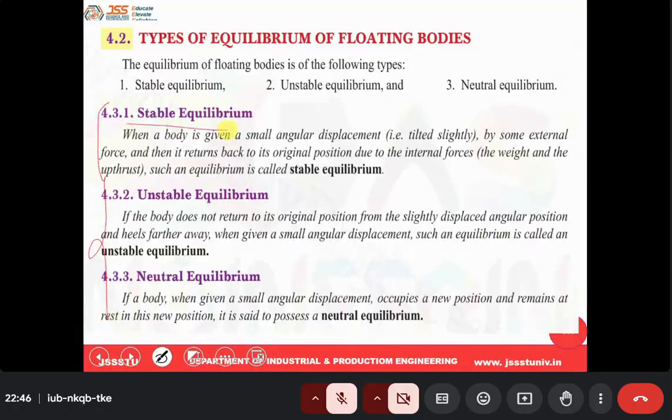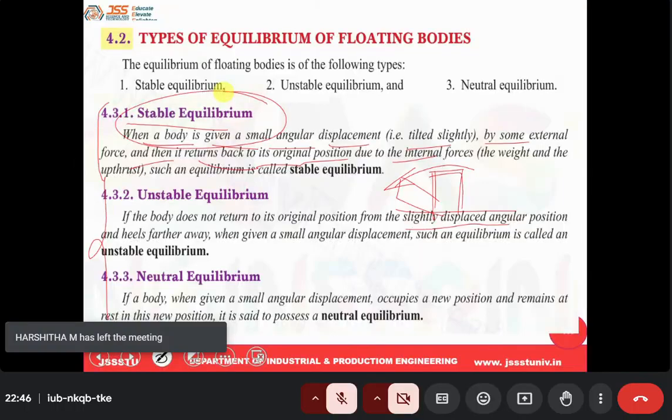ಸೊ ಫಸ್ಟ್ ಈ 3 ಕಂಡೀಷನ್ ಯಾವುದೇ ಫ್ಲೋಟಿಂಗ್ ಬಾಡಿಲಿ ವೆರಿ ಇಂಪಾರ್ಟೆಂಟ್. ಸ್ಟೇಬಲ್ ಈಕ್ವಿಲಿಬ್ರಿಯಂ ಅಂದ್ರೆ ಏನು ಅಂದ್ರೆ, ವೆನ್ ಎ ಬಾಡಿ ಗಿವನ್ ಎ ಸ್ಮಾಲ್ ಆಂಗುಲರ್ ಡಿಸ್ಪ್ಲೇಸ್ಮೆಂಟ್ by like tilting action, some external force, then it returns back to its original position due to internal force. ಅಂದ್ರೆ ಇವಾಗ ಒಂದು ಶಿಪ್ ಇದೆ ಅನ್ಕೊಳ್ಳಿ, ನೀರ್ ಮೇಲಿನ ಬಾಡಿ, ವುಡನ್ ಬ್ಲಾಕ್ ಇದೆ. ನಾನೇನ್ ಮಾಡ್ತೀನಿ, ಕ್ಲಾಕ್ ವೈಸ್, ಆಂಟಿ ಕ್ಲಾಕ್ ವೈಸ್ ಟಿಲ್ಟ್ ಮಾಡ್ತೀನಿ. ಹಿಂಗೆ ನಾನು ಫೋರ್ಸ್ ಬಿಟ್ಟಾಗ ಅಗೇನ್ ಇಟ್ ಕಮ್ಸ್ ಬ್ಯಾಕ್ ಟು ಒರಿಜಿನಲ್ ಪೊಸಿಷನ್ ವರ್ಟಿಕಲಿ. ಇದನ್ನ ಸ್ಟೇಬಲ್ ಈಕ್ವಿಲಿಬ್ರಿಯಂ ಅಂತ ಕರಿತೀವಿ.